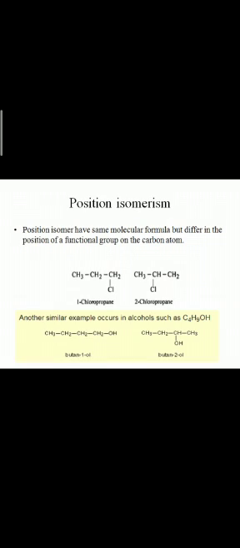The next one is position isomerism, which has the same molecular formula but differs in the position of a functional group on the carbon chain. For example, in 1-chloropropane, the functional group chlorine is attached at position number 1, whereas in 2-chloropropane, the functional group chlorine is attached at position number 2. Another similar example is of alcohol.